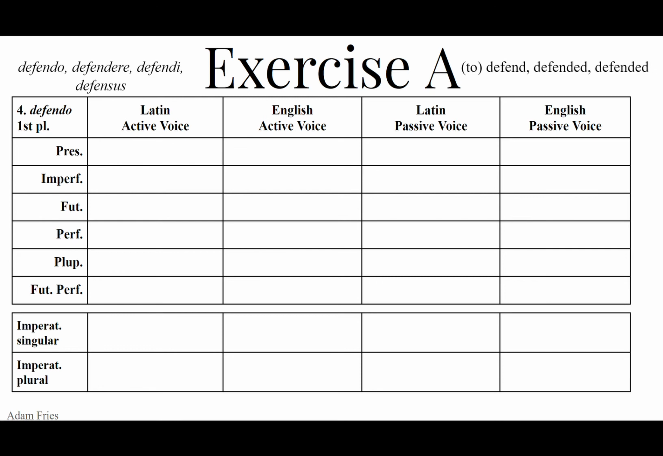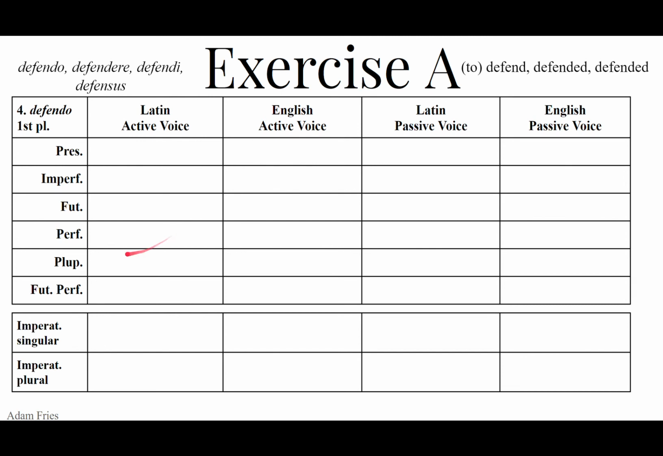For the future, we want the endings am, es, et, emus, etis, ent. Defendemus, very different from defendimus. Defendimus, present tense. Defendemus, future tense. We will defend. Passive, defendemur. Defendemur, we will be defended.